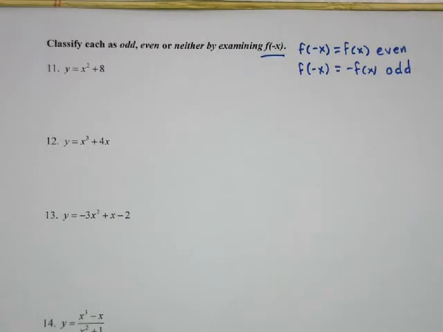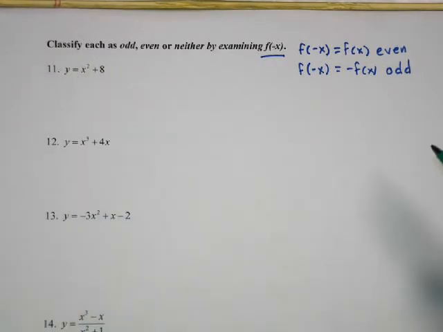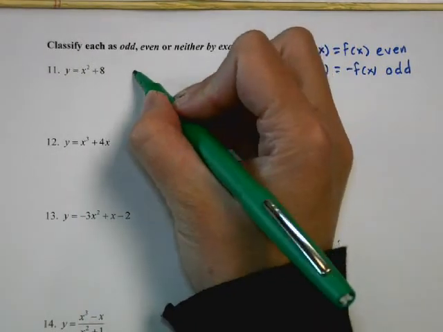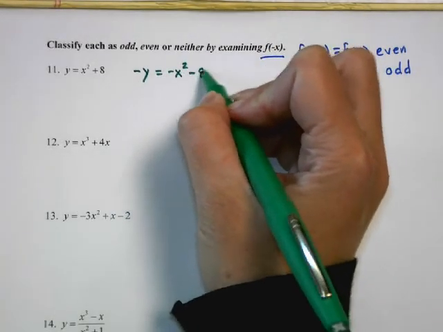Okay, so I have some equations here. I'm going to give myself a comparison. So this is y, or f of x, those would be equivalent. So the opposite of that function would be negative x squared minus 8. Okay, so that's just giving me a comparison.